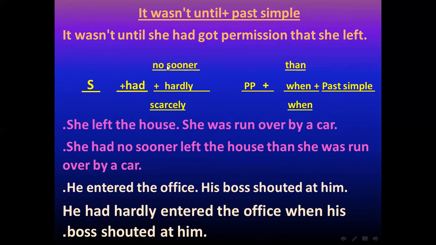Subject plus had, no sooner, hardly, scarcely, plus past participle. When we use no sooner, we use than. When we use hardly, scarcely, we use when plus past simple. She left the house. She was run over by a car. She had no sooner left the house than she was run over by a car. He entered the office. His boss shouted at him. He had hardly entered the office when his boss shouted at him.